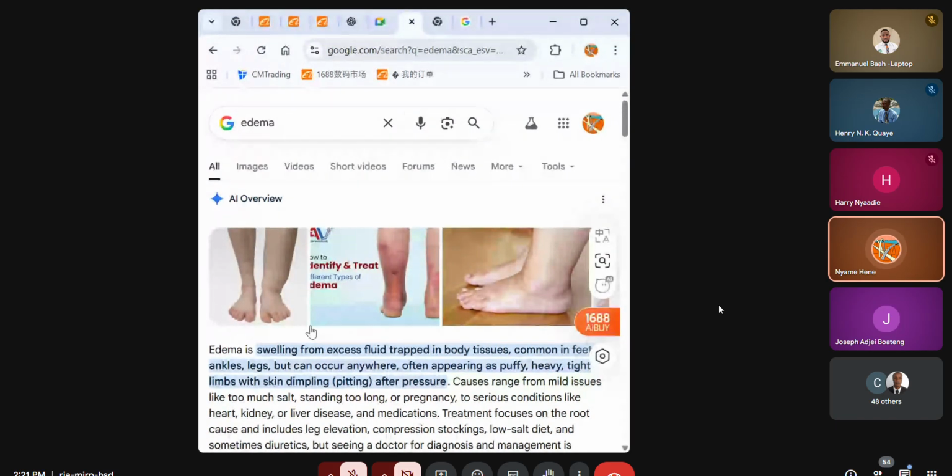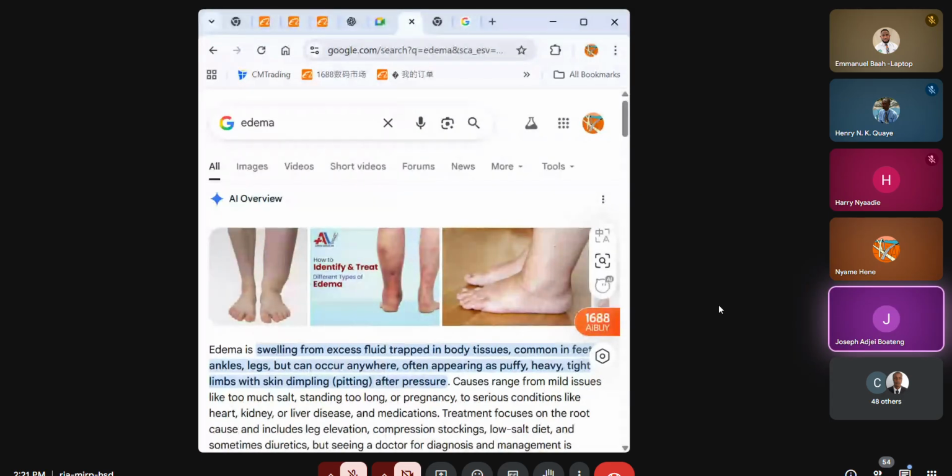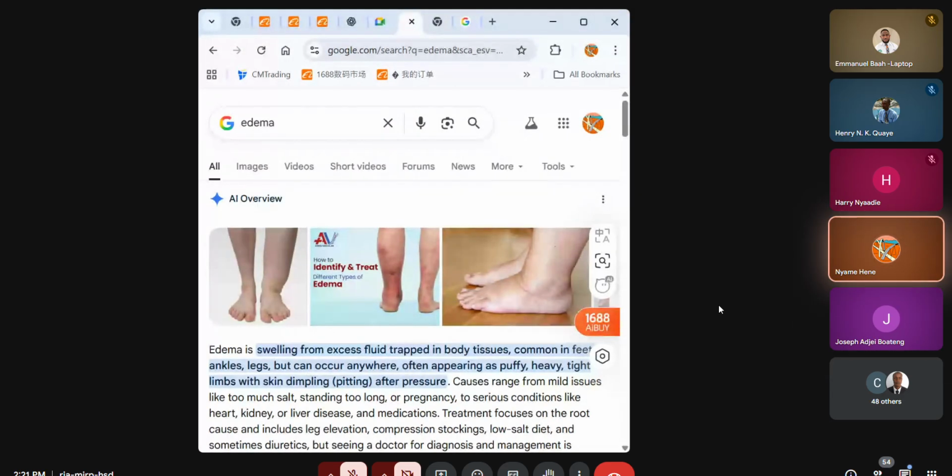So when the hydrostatic pressure goes beyond the oncotic pressure, you realize that fluid will move outside from the intracellular to the extracellular space. So you look at these two legs, you realize that the right one is what? Edematous. That one is fine. Look at these feet. And it also happens in what? In pregnant women. So let's read.